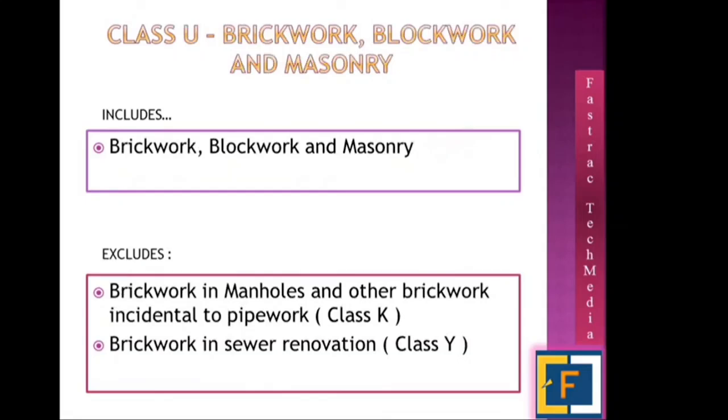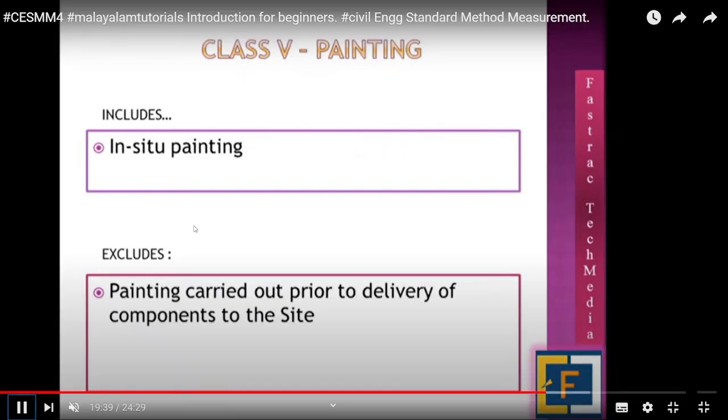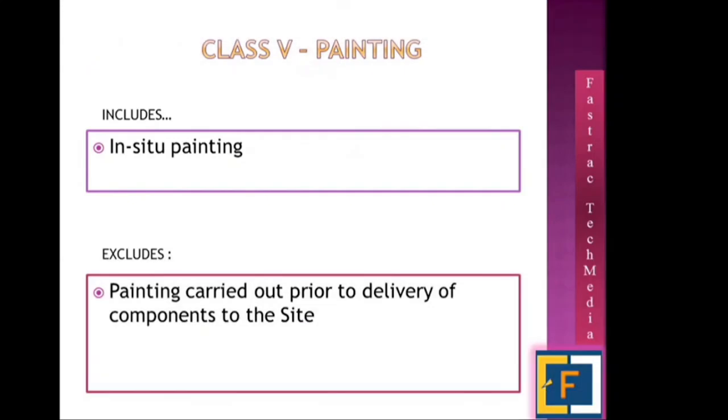Class U, brickwork and blockwork. This is all related to building work. Again, manhole, sewer renovation works, all those brickwork, blockwork, masonry works are not included. Normal brickwork and blockwork is included in class U. Painting works also. This is related to those painting works, before delivering to site and after delivering to site. That is the only difference. It's not a complicated class.